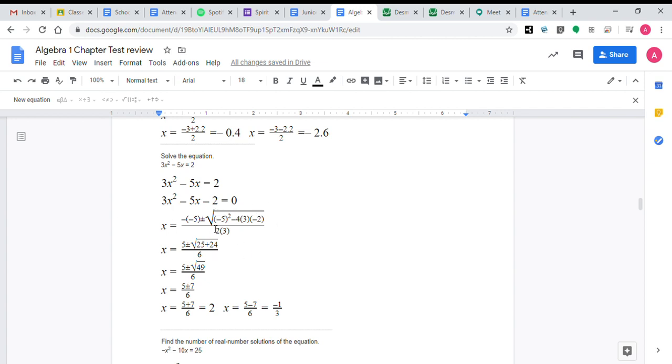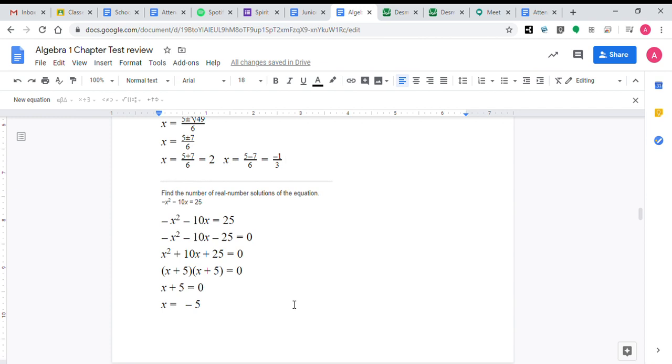Well, I didn't have to use quadratic formula, but I did because I know a lot of people would. A lot of people would use quadratic formula anytime they see a number in front of the x squared, and that's okay. And what I get down here is I get 2 and -1/3. Here I factored. I got one answer, -5.